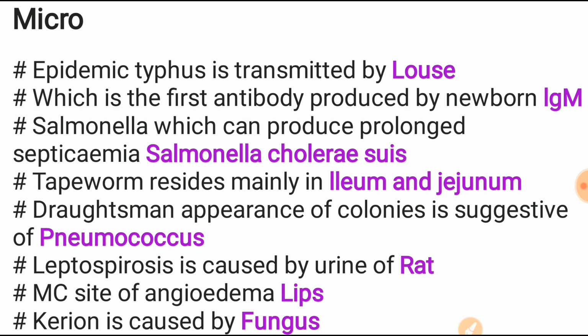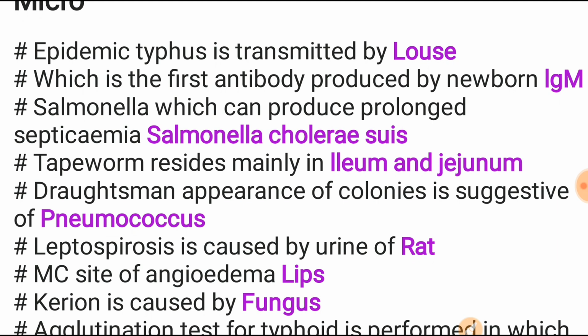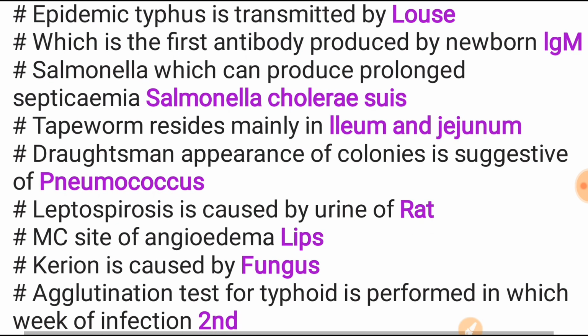Let us start with the first one. Epidemic typhus is transmitted by louse. The first antibody produced by a newborn is IgM, not IgG, which is provided by the mother's antibody. Salmonella which can produce prolonged septicemia is Salmonella choleraesuis. Next, tapeworm resides mainly in the ileum and jejunum.